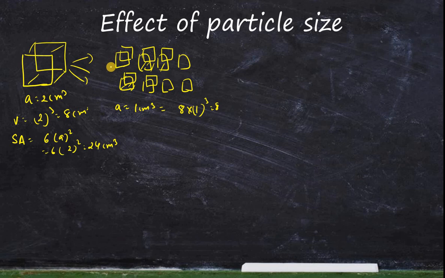And what about here? Every cube we can write it down, it is 6 a² means 6. But how many cubes are there? 1, 2, 3, 4, 5, 6, 7, 8. It means the total is 48 centimeter square.